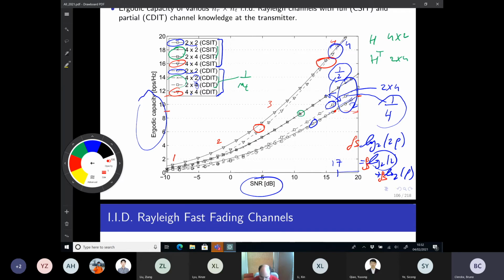Right? Here, you see, I go from, I don't know, from here to there, roughly I increase by 3 dB, right? And I go from 16 to 20. So now I increase by 3 dB, I gain 4 bits per second per hertz. I have a multiplexing gain of 4. Okay? So that's your slope, right? You should be able to read this.